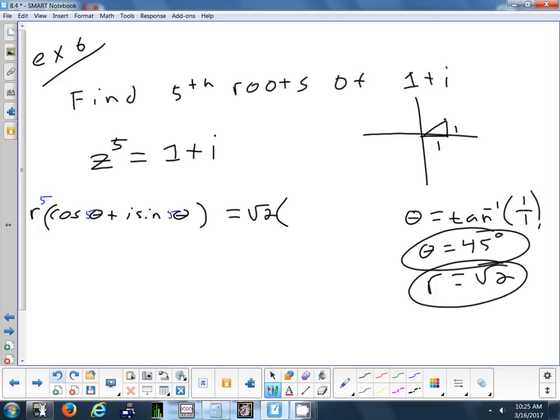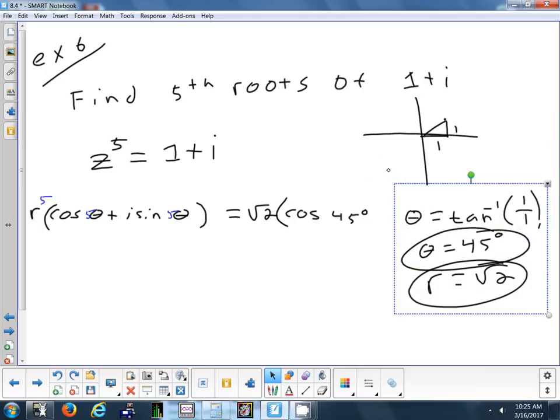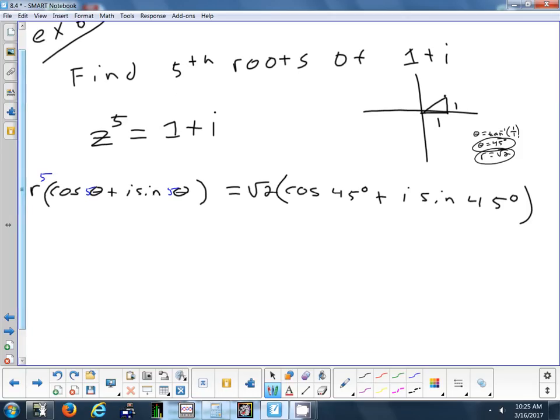So it's r cosine 45. Let's just go like this. So we got r cosine 45 plus i sine 45. Okay, what's my first equation I'm going to set up? Yep, r to the fifth equals square root 2.